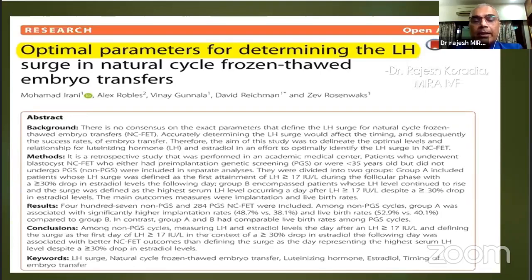So to make it short and sweet, the decline of E2 is more important than the highest peak LH day to determine the day of LH surge. So LH more than 17 plus a 30% fall in E2 level the next day is the day of LH surge. But in practice, it is too tedious, too cumbersome, and too expensive to do a hormonal test daily. So practically, very few clinics meticulously do this testing. The rest of us go by the clinical method, by the sonographic vascularization index, and then decide about the LH surge.